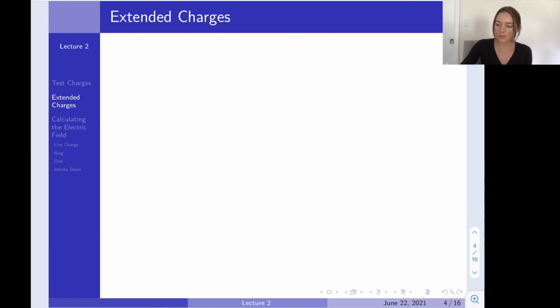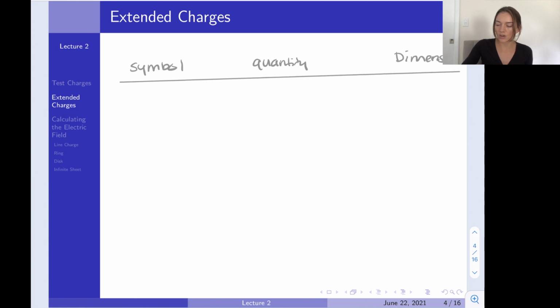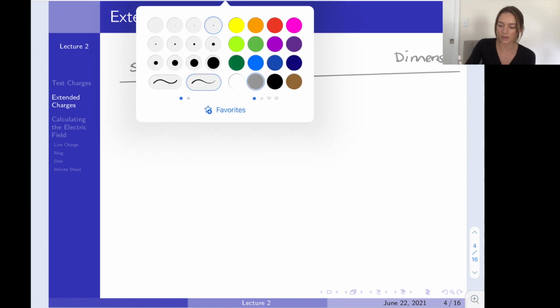So there's a couple of vocabulary and notation that we need. Let's say we need the symbol, we need the quantity it measures, and we need the dimension. When we talk about extended charges, there are certain symbols that you'll see over and over, and they usually refer to a specific thing. It's not a perfect convention, but 99% of the time when you see these symbols, they will refer to the things we're about to talk about.